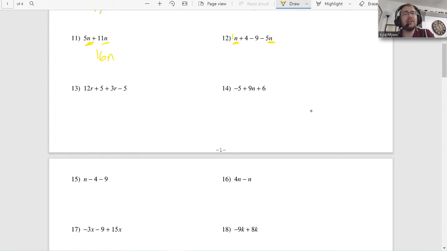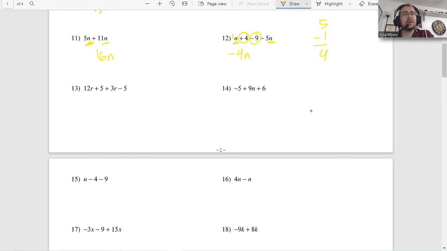1 minus 5, signs are different, so I subtract. Always subtract the big number minus the littler number. But I had to switch the signs to do it this time. 5 minus 1 is 4. That's the easy way to subtract, big number minus little number. But in order to do that, I had to switch because the 5 was actually minus, the 1 was actually plus. So this should be minus 4n.